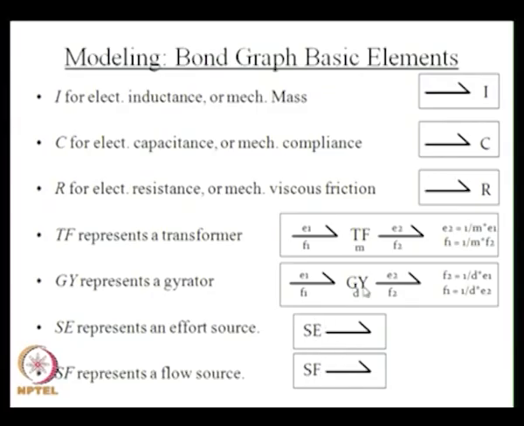Then you have a gyrator, which represents the relationship between the input effort and the output flow, and similarly the input flow and the output effort. That can be represented using a gyrator element. And then you have the transformer element, which relates the efforts, that is E1 and E2, and F1 and F2, and we have other power consuming elements I, C and R. So I, C and R are the power consuming elements, and these are the source effort and the source flow elements. These are the basic elements needed for bond graph modeling.